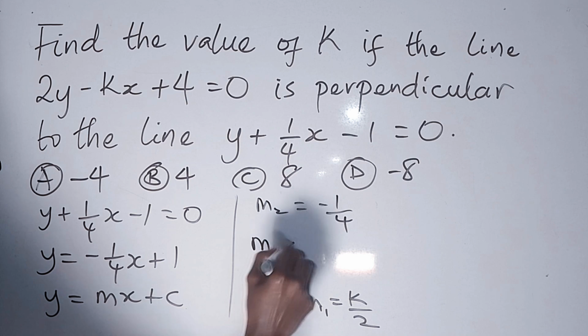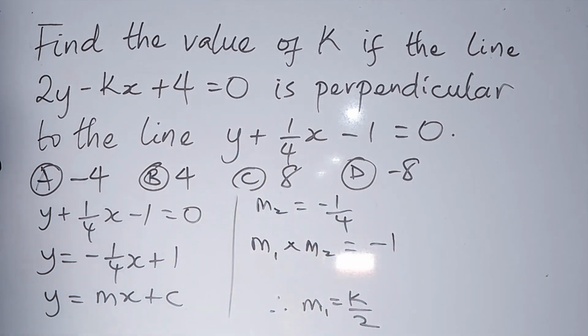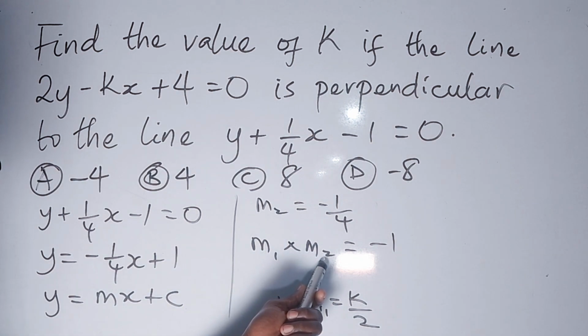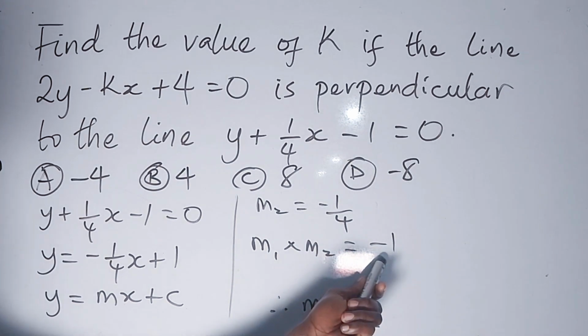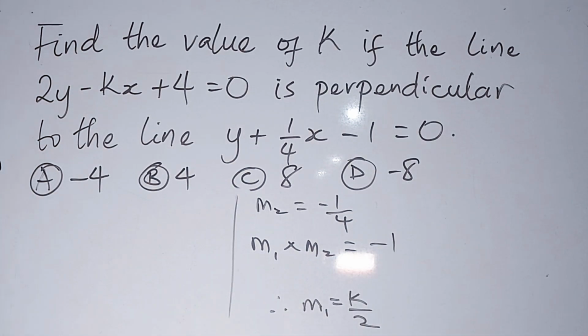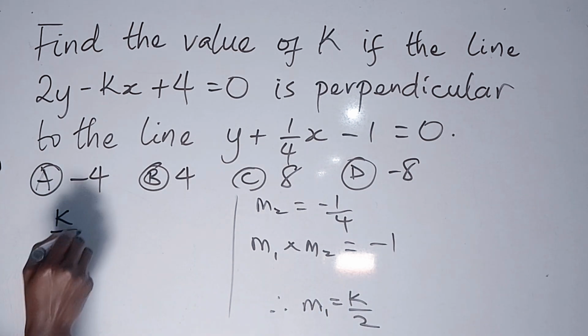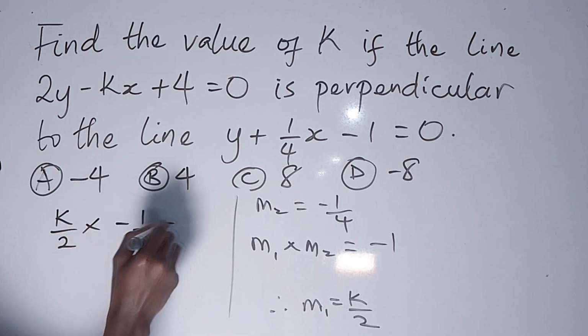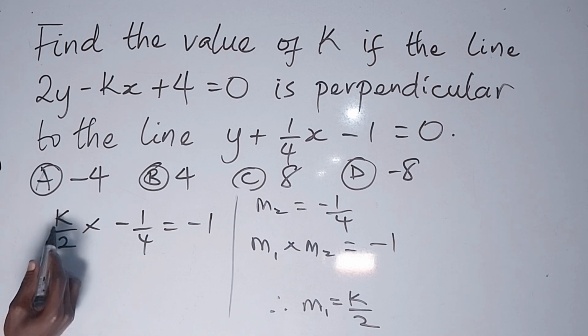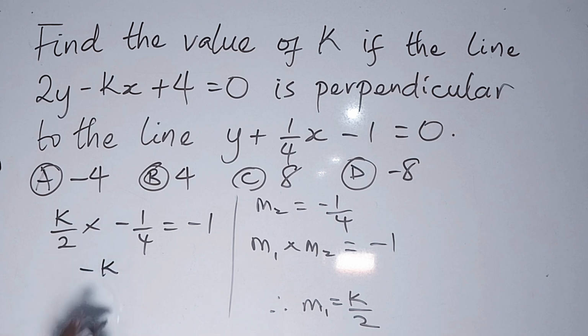Now we said m1 times m2 must give us minus 1, as they are perpendicular lines. Our m1 is k over 2. So k over 2 times minus 1 over 4 must give us minus 1. Now k times minus 1 is minus k, and 2 times 4 is 8, all equal to minus 1.